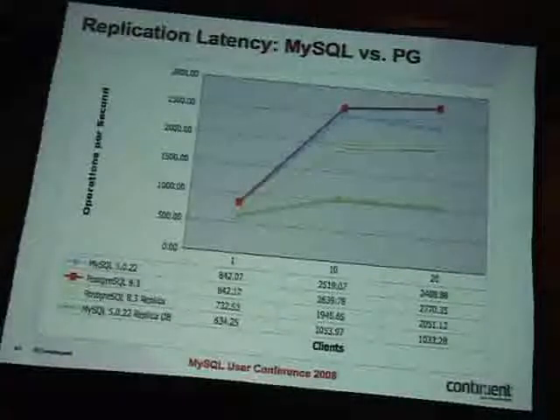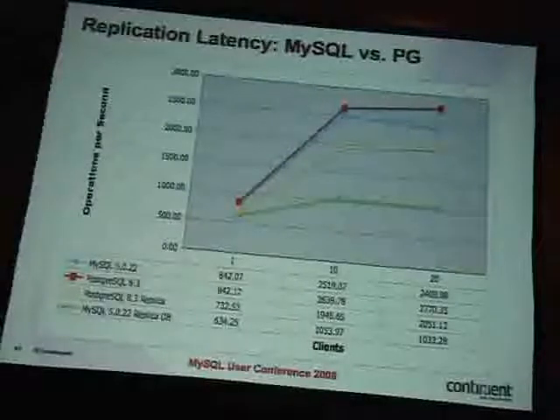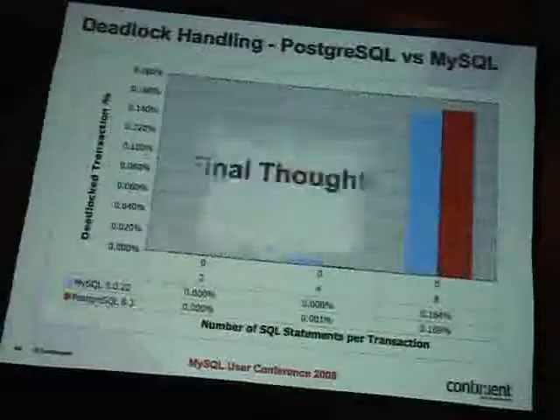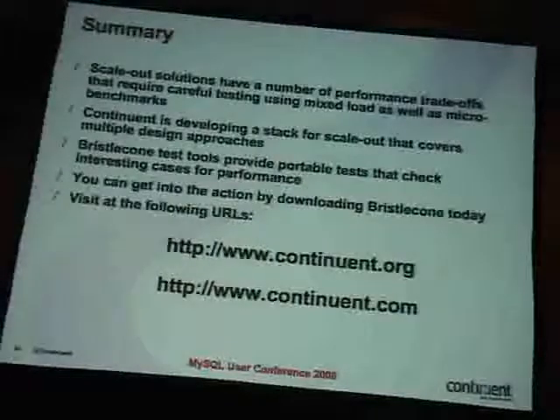There's more stuff I could probably talk about all day, but thank you very much. Let me just say one thing. You can get this software. We're doing a stack for scale-out, and that's a big reason why we're after this problem and why it's so interesting to us. We have these Bristlecone test tools. You can get Bristlecone straight off www.continuent.org. Come visit us at our commercial site.